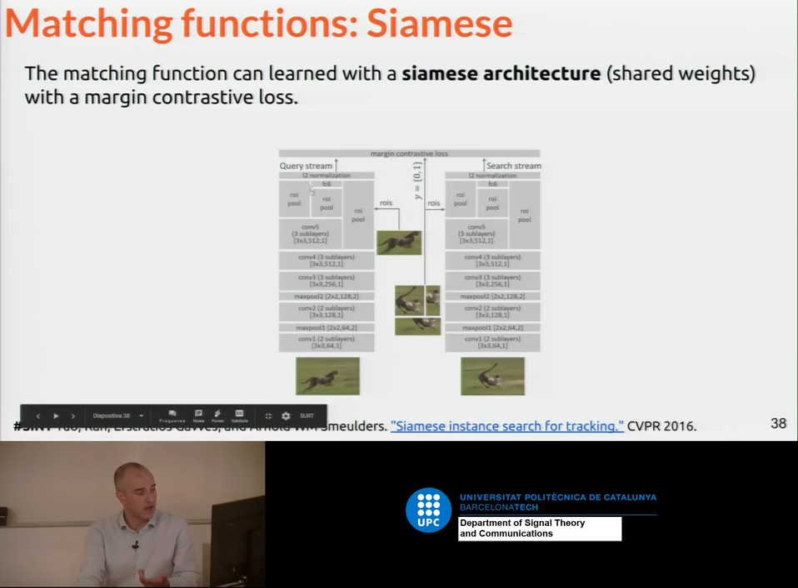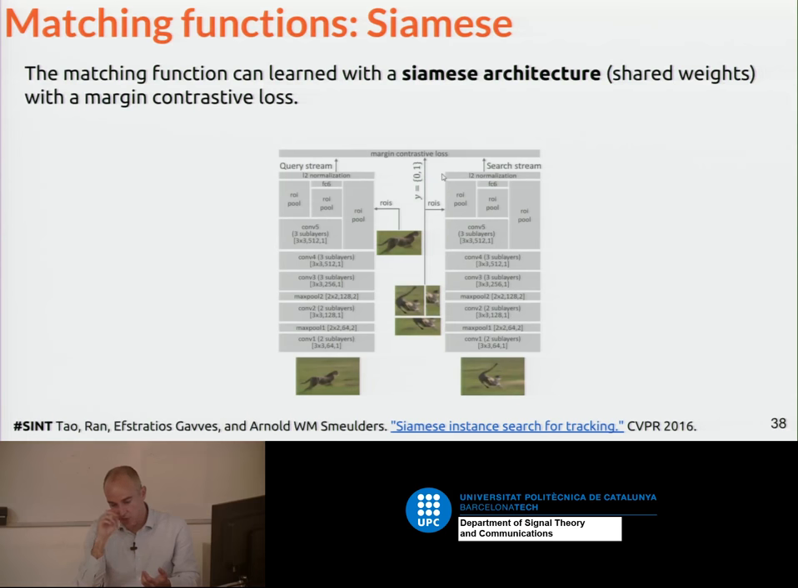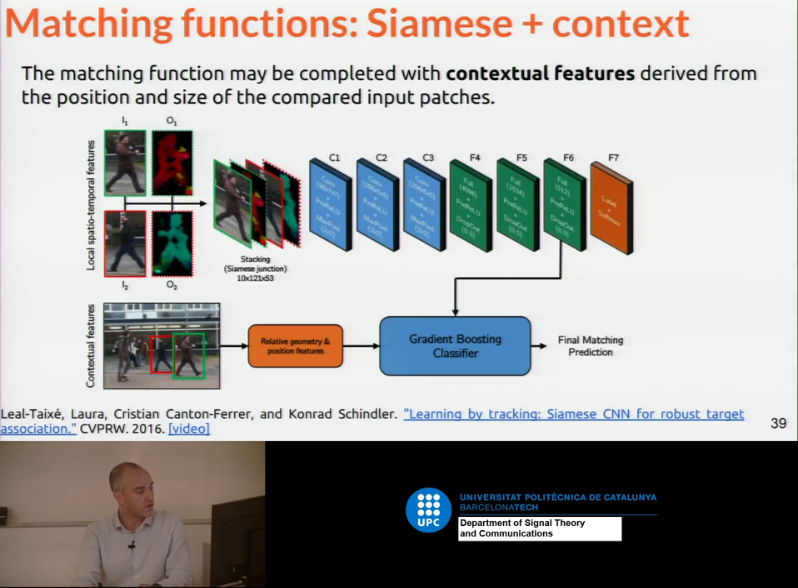So you may have a common tower, whatever architecture that is, and then there are some works about what's the best loss to train this. In this work, they use something called the margin contrastive loss.